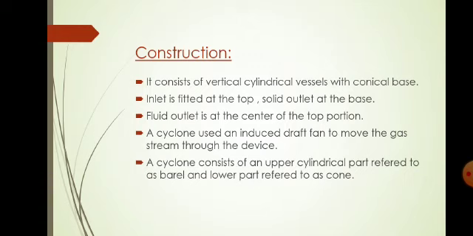Construction: it consists of a vertical cylindrical vessel with a conical base. Second point, the inlet is fitted at the top and the solid outlet at the base. Inlet means the part from which air enters the cylinder, and outlet means from which it comes out. Third point, the fluid outlet is at the center of the top portion. Fourth point, a cyclone uses an induced draft fan to move gas through the device. Fifth point, a cyclone consists of an upper cylindrical part referred to as the barrel and a lower part referred to as the cone.